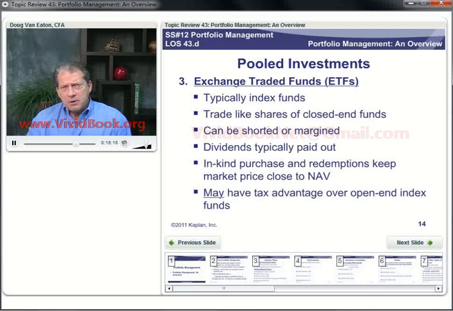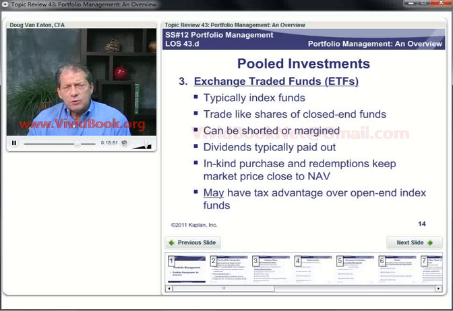With an open-end fund, reinvesting the dividend in additional shares of the fund is easy. That's more difficult with a closed-end fund or with an exchange-traded fund. Now, let's contrast these with a closed-end fund because the added feature, the most important added feature for these ETFs is in-kind purchase and redemptions. And the idea of this is to keep market price close to net asset value.